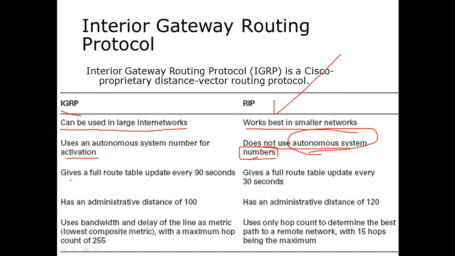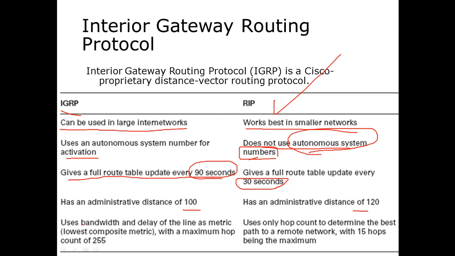Similarly, IGRP gives a complete route table update every 90 seconds. The update time is 90 seconds, whereas in the other protocol it was 30 seconds. Similarly, the administrative distance was considered to be 100 in IGRP, whereas it was 120 in the RIP protocol.